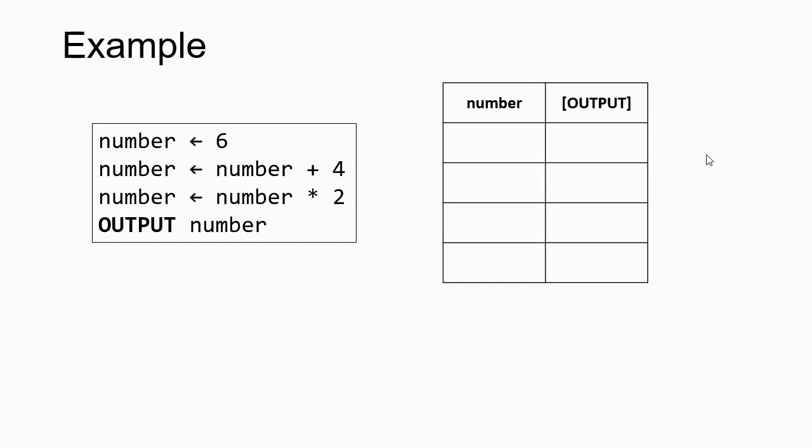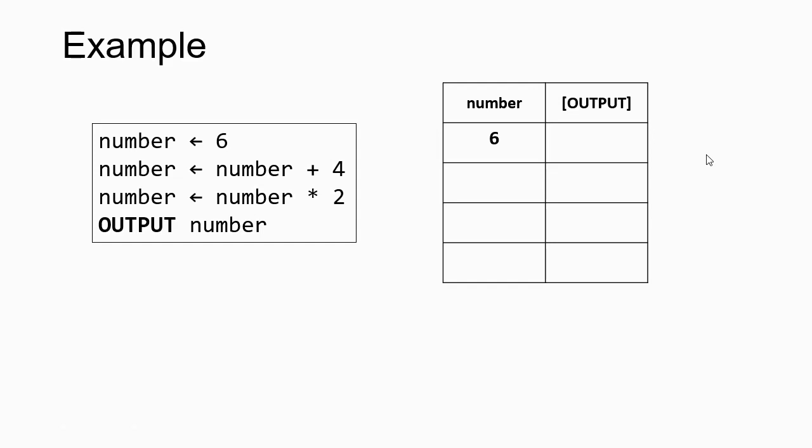So the first line, we've got number equals 6. Okay, so we just put a 6 into the number column. Now we start at the top and we work our way downwards as we go through the program. So that's line number 1 completely finished. We tick that off. Then next we've got number equals number plus 4.